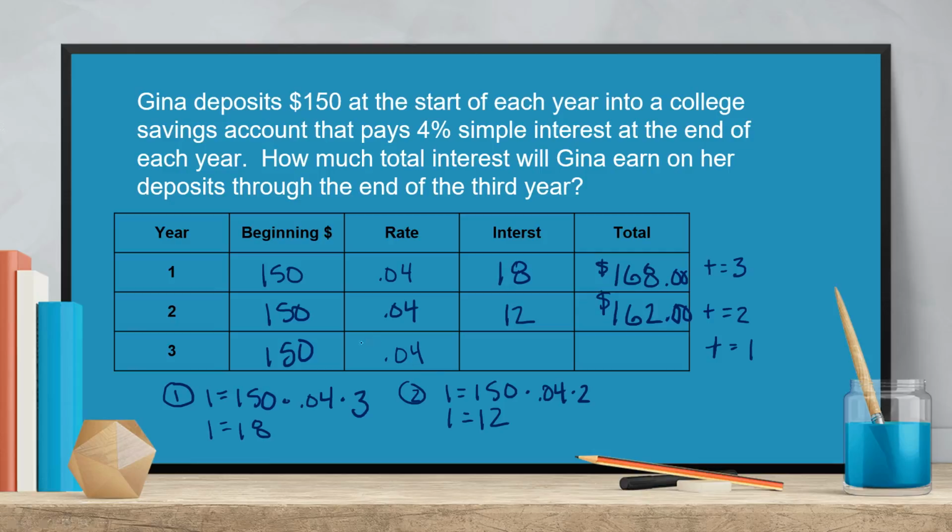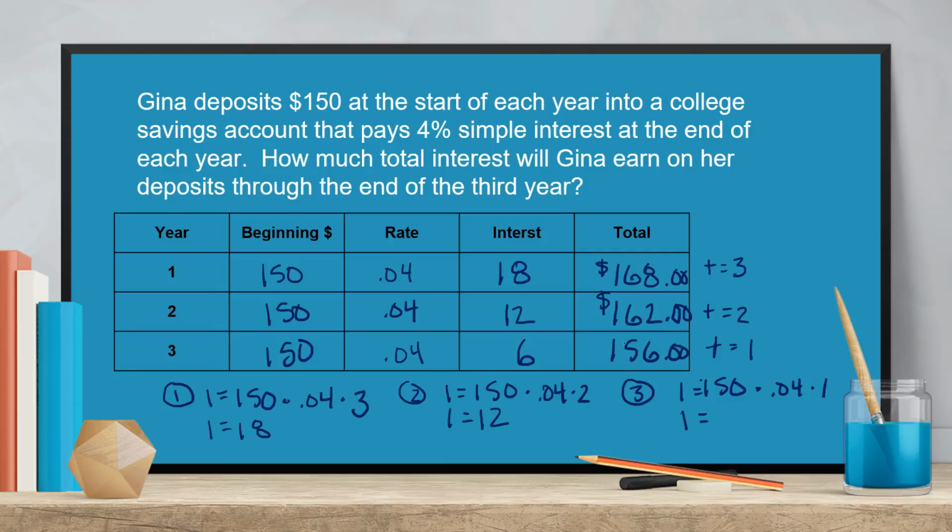Let's go to year 3. She puts another $150 in there at 0.04. So year 3, I equals 150 times 0.04 times 1. Go ahead and calculate and get it. If you haven't seen the pattern, start paying attention. So 150 times 0.04 times 1. She made $6 for $156.